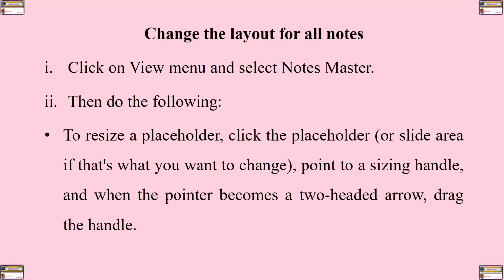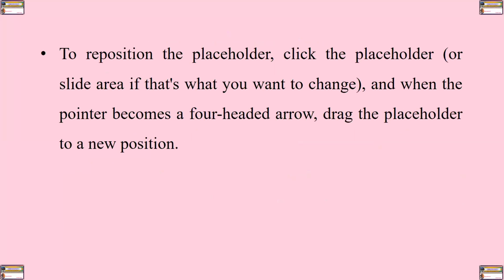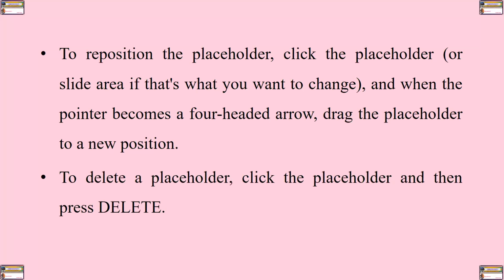To resize a placeholder, you click the placeholder or slide area if that's what you want to change. Point to a sizing handle, and when the pointer becomes a two-headed arrow, you drag the handle. To reposition the placeholder, click the placeholder or slide area, and when the pointer becomes a four-headed arrow, drag the placeholder to a new position. To delete a placeholder, click the placeholder and then press Delete.